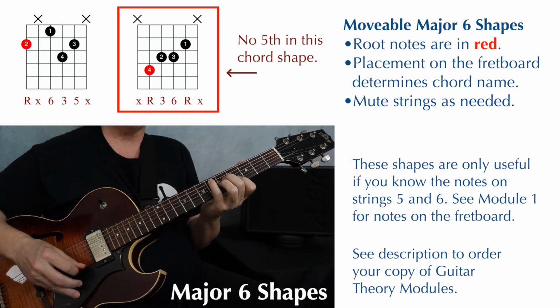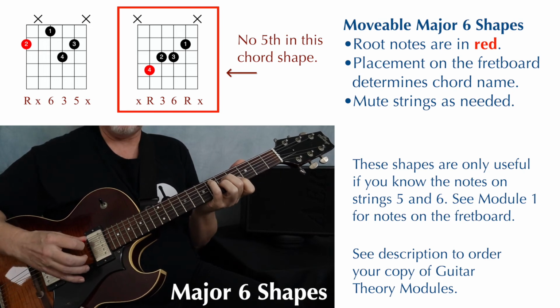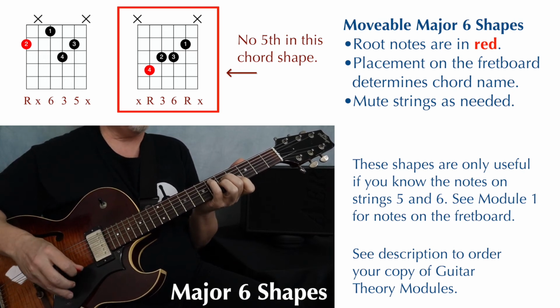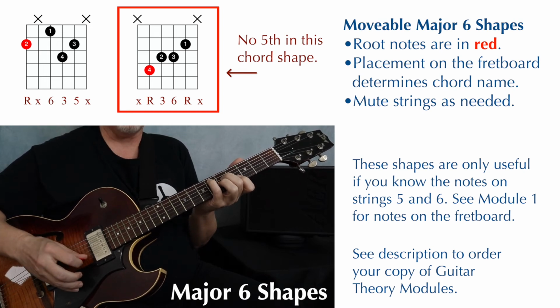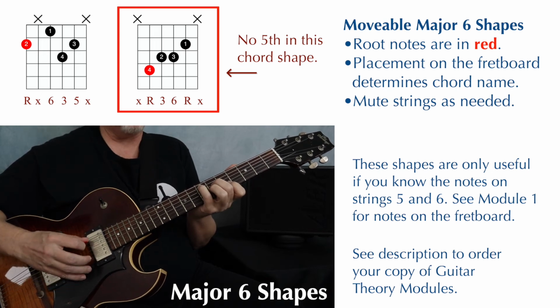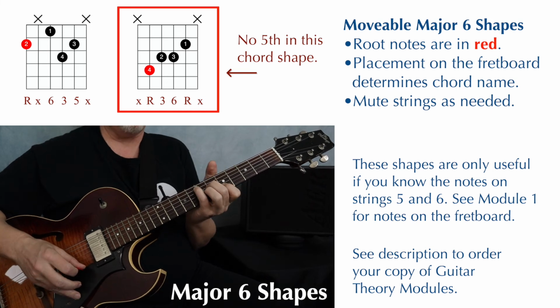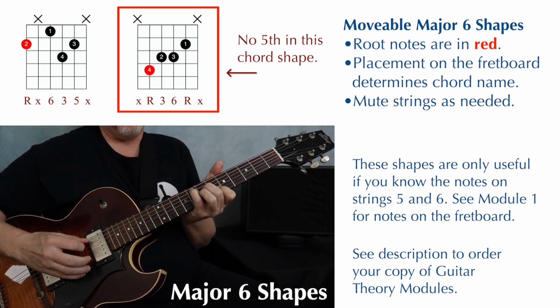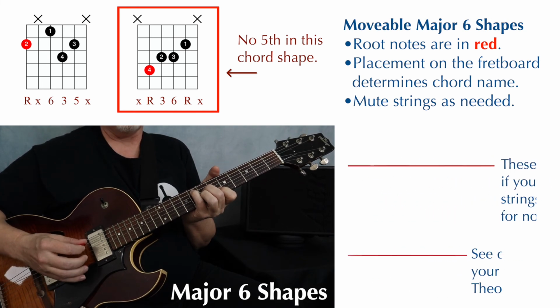Now this is also a movable shape. I happen to be playing an E flat 6 because I'm placing the root note, the lower root note I guess, on the 5th string, 6th fret, on the E flat. If I were to move everything up a fret, so now that root is on the 7th fret, which is the note E, now it's an E6. And move it up one more fret, now it's an F6. And I'm muting the 1st string, and I'm either muting or just not playing the 6th string.